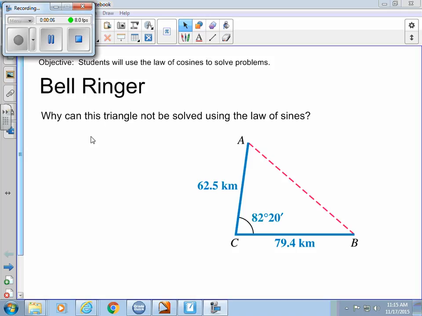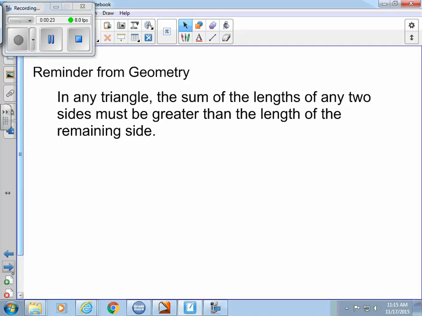Okay, there's not a side angle combination. So you can see that there's not a combination of a side and the angle opposite that side. So I can't use the law of sines, but I can solve the triangle. I just need another formula. Law of sines is not going to work for me. So today we're going to learn the law of cosines.